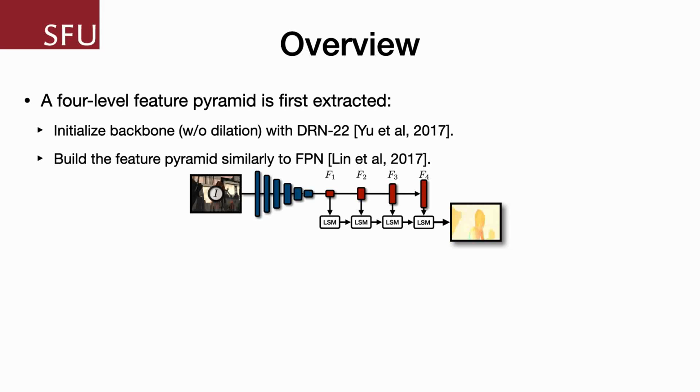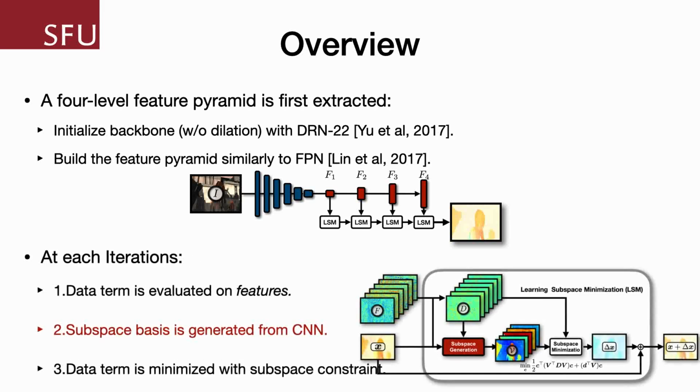To this end, we build a simple feature pyramid to extract features. Then, at each iteration, we redefine the data term on the features and generate a set of basis vectors from CNNs, and finally minimize the data term with subspace constraint. Besides the feature pyramid, only the basis generation is handled by CNNs, and it is general and task-agnostic. So let's see how it works.